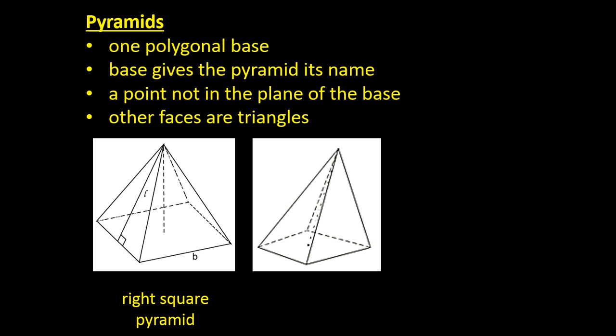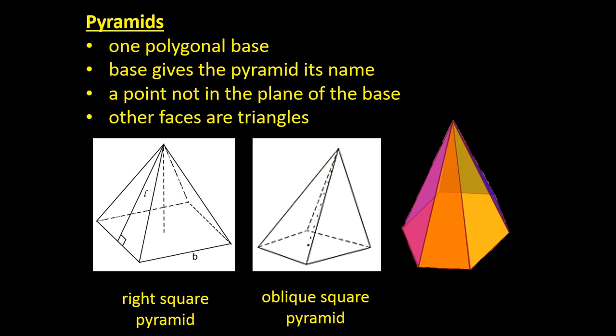And it's a right pyramid because unlike this oblique square pyramid, the right square pyramid has that vertex that's not in the plane of the base directly above the center of the square that makes up the base. You can see the oblique square pyramid has that vertex kind of pushed off to the side, so it's not exactly over the center of the square base. Here's an example of a right hexagonal pyramid. Hexagonal because the base is a hexagon.